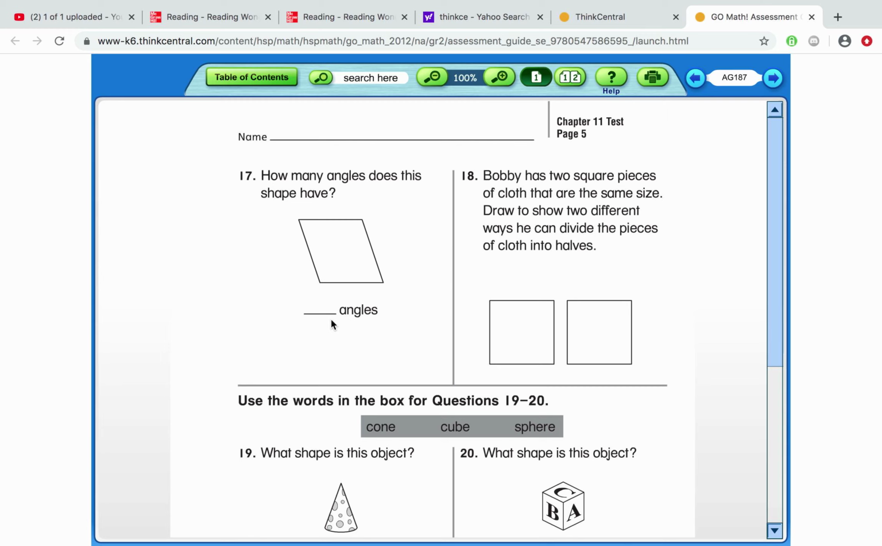All right, and number 18. Bobby has 2 square pieces of cloth that are the same size. Draw to show 2 different ways he can divide the pieces of cloth into halves. Halves have 2 equal parts. So Bobby can divide it 2 different ways. Go ahead and draw 2 squares and divide them into 2 ways. There's actually 3 different ways you can do this.